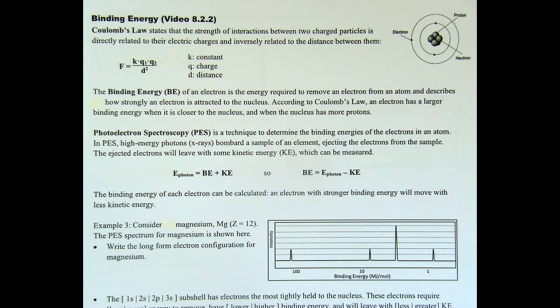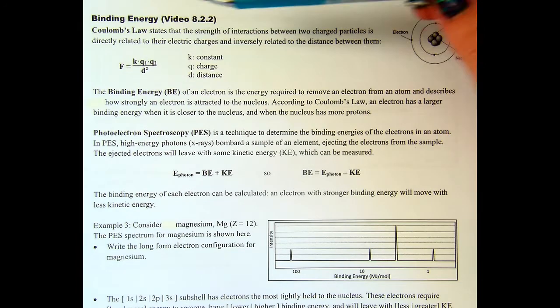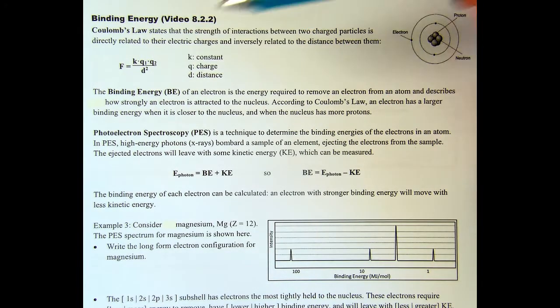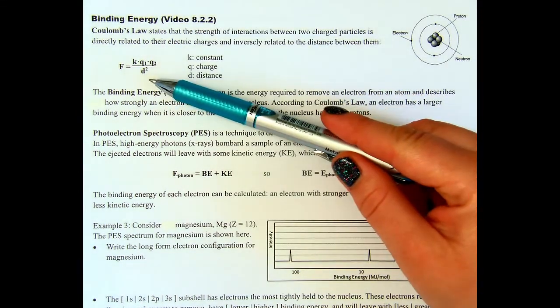Welcome to video 8.2.2, where we're going to start talking about binding energy. Before we talk about binding energy, we'll talk about Coulomb's law. Coulomb's law states that the strength of interactions between any two charged particles, Q1 and Q2, is directly related to their electric charges and inversely related to the distance between them.